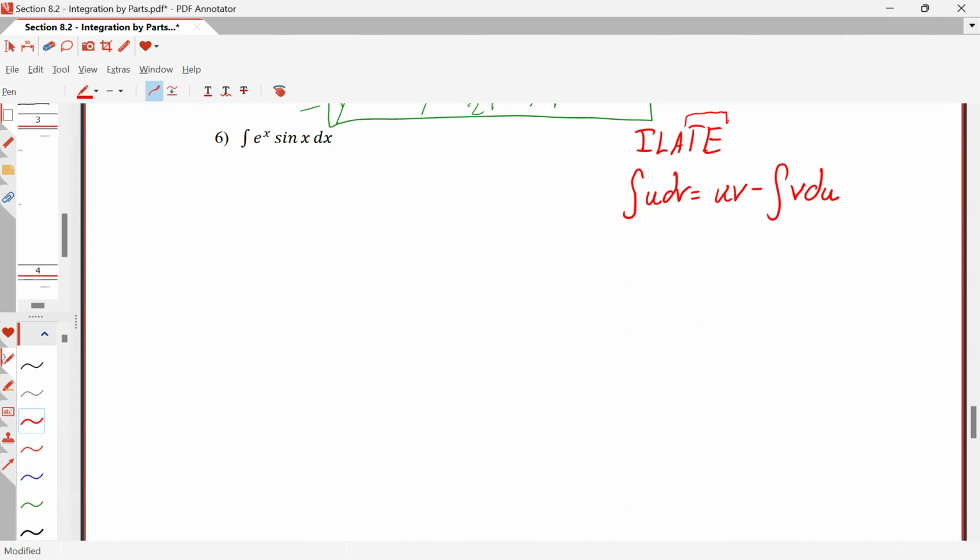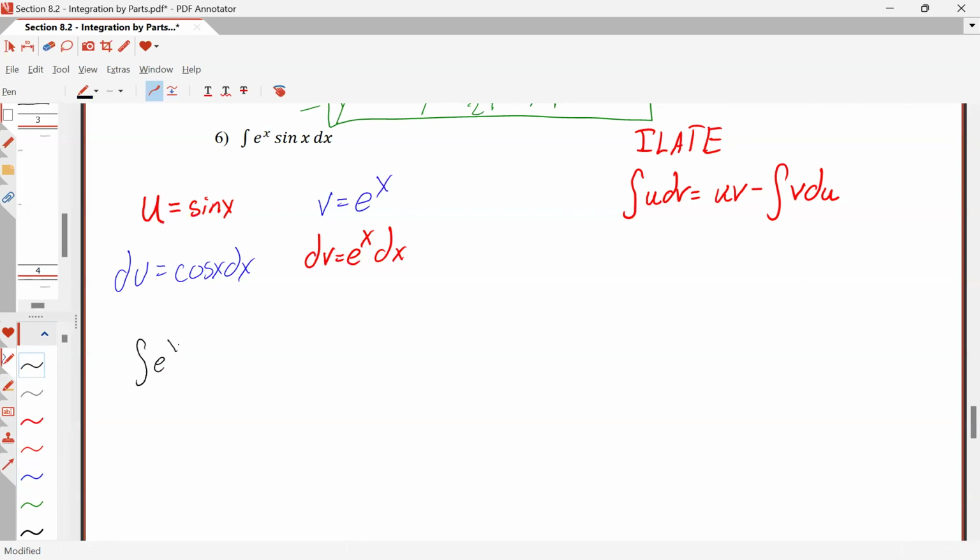So in this problem, we're still going to use ILATE to pick our u, but because these are so repetitive, we could actually pick either one and still get to the same result. Using this specifically, it says pick trig over exponential. So I'm going to pick u equals sine x and dv equals e to the x dx. Taking the derivative of sine, we get cosine x. And taking the integral of dv, we get e to the x.